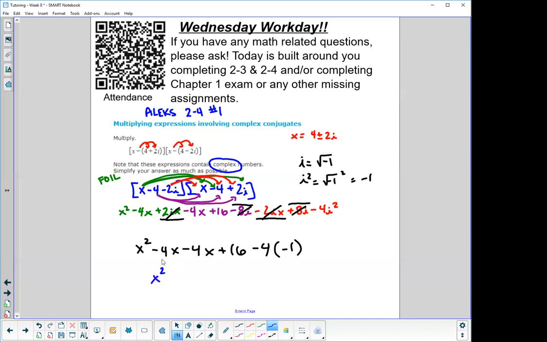So simplifying here, these two do not cancel one another out. They're both negative. It's like I owe someone $4, I owe someone else $4, so I owe a total of $8. And then this is 16, and then this part right here becomes a positive 4 because you're multiplying. So it's 16 plus 4, which is 20. And this would be my solution here.